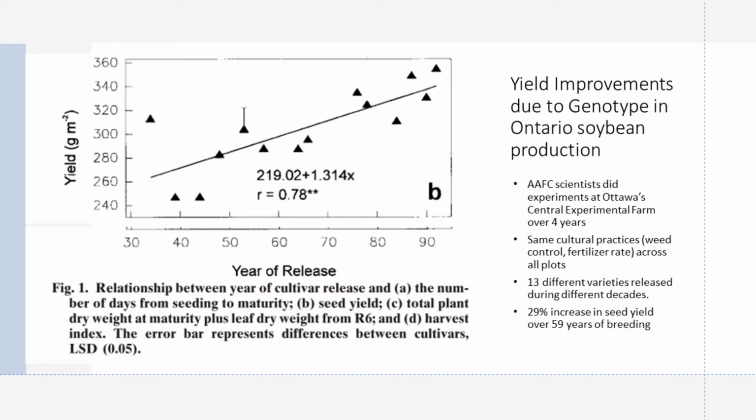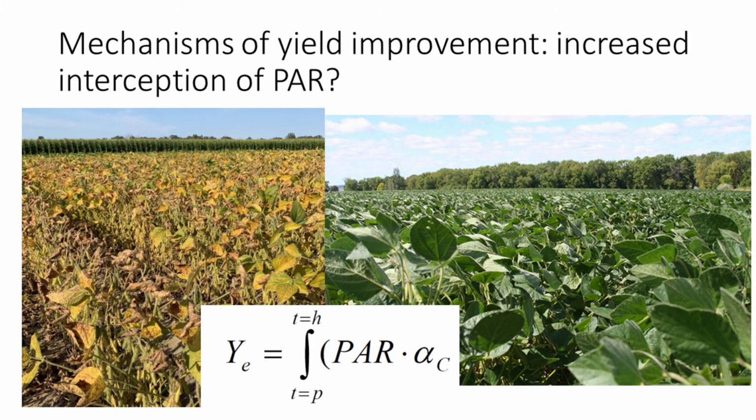So what we can see is a significant increase in soybean yield over year of release. On average or overall, a 29% increase in seed yield over 59 years of breeding. Okay, and this is the pure G effect because we're keeping environment constant and we're keeping management constant across the varieties. So to answer the question, how did this 23% increase in yield occur over this almost 60 years of breeding? We can start with our first yield improvement pathway, which is that yield equation.